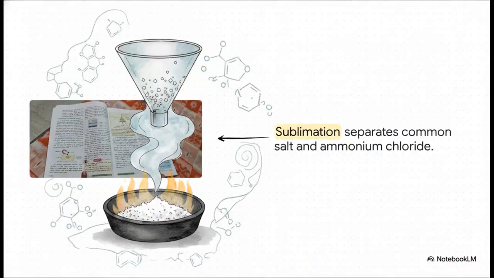Now here's a really fascinating trick called sublimation. This happens when a solid turns directly into a vapor when you heat it, literally skipping the liquid phase entirely. Let's say you're dealing with a mix of common salt and ammonium chloride. If you put that in a dish and heat it up, the ammonium chloride sublimes. It turns straight into a vapor, floats upward, and then solidifies directly onto a cool surface above it like an inverted glass funnel. The common salt, which definitely doesn't sublime, is just left sitting there perfectly behind.